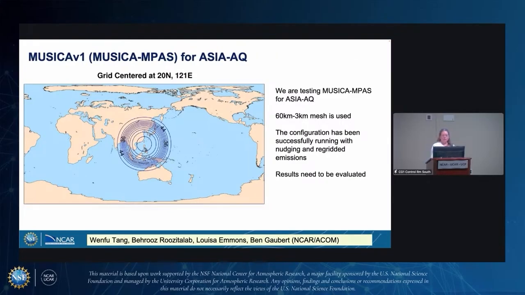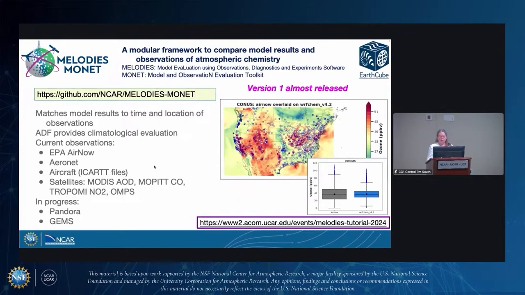And next, Wenfu is testing out MUSICA V1. She has just started getting some good results. She set up the MPAS grid, and Behrooz and others have been helping as well. Set up a 3-kilometer grid that covers the Philippines and Taiwan for our regions, with 60 kilometers for the rest of the globe. And so this will also be a really great test of this high resolution, and I think will really help us understand these observations.